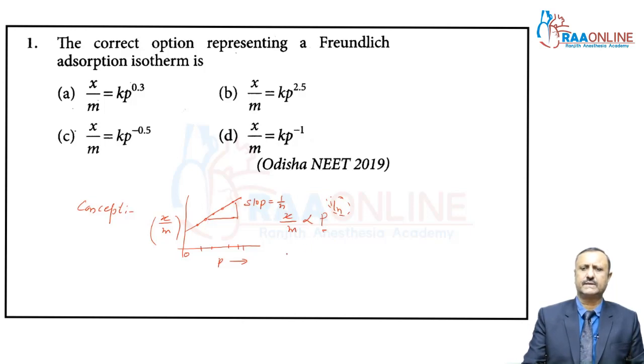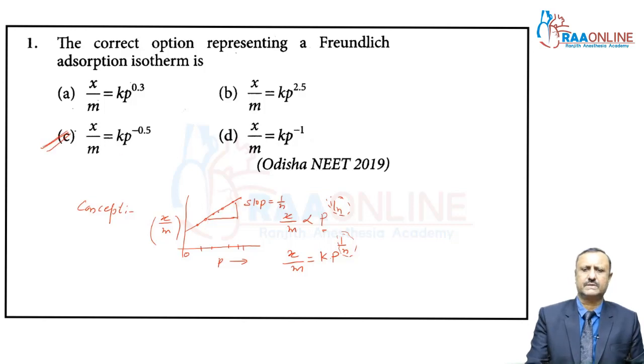When the proportionality sign is replaced by a constant, you get x upon m is equal to K P to the power 1 upon n. Here 1 upon n means the power is less than 1. So minus 1 is not the answer, and P to the power 2.5 is greater than 1 upon n. Here P to the power 0.3 and P to the power minus 0.5. Yes my dear students, this is the answer.